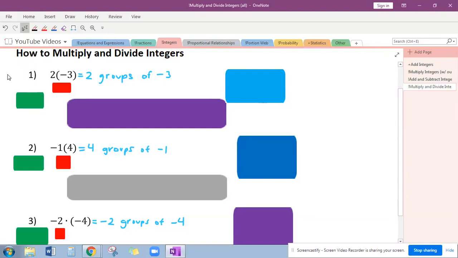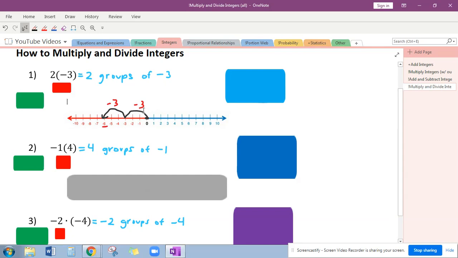Alright, in this video we're talking about how to multiply and divide integers. So first we have 2 times negative 3, and I can think of that as two groups of negative 3. So if I want to use my number line, I could think about Cecil going backwards 3 two different times, so he would end up at negative 6.